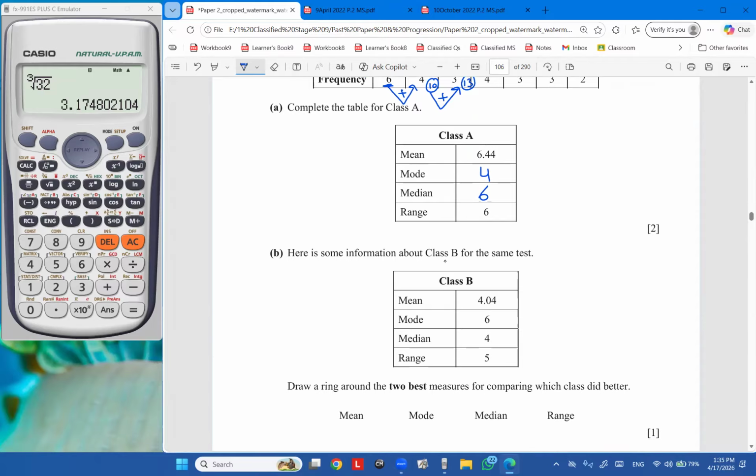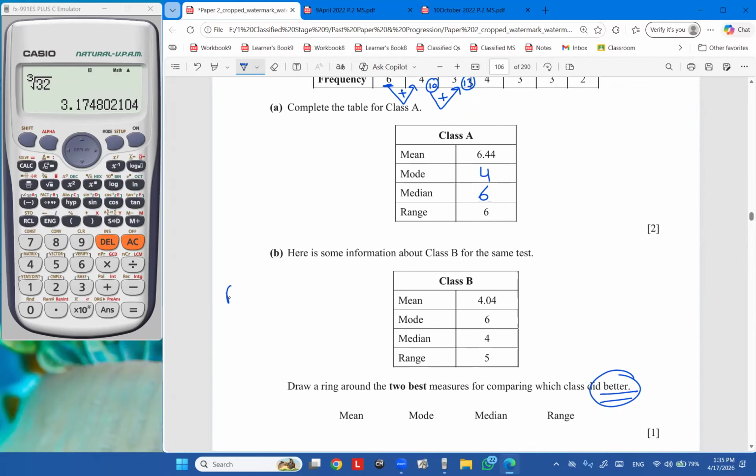Here is some information about Class B. Draw a ring around the two best measures for comparing which class did better. Did better, this is in general, right? They did not request from you the most repeated score.